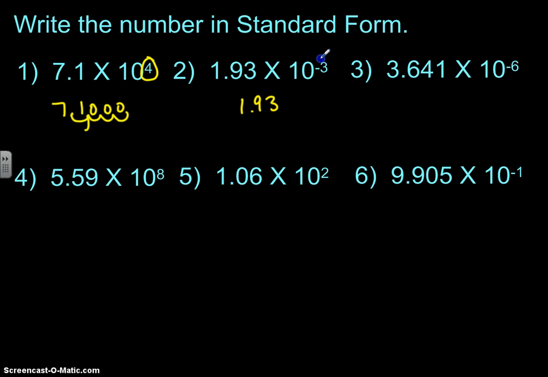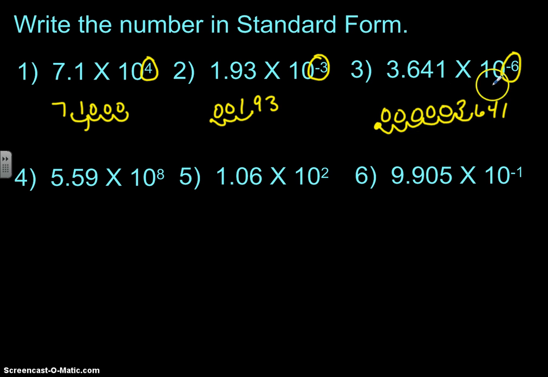1.93 times 10 to the -3. Now this makes it a very small number, so I have to move it 3 places to the left. 1, 2, 3. There's a 0 and there's a 0. Okay, 0.00193. Now this is 3.641 times 10 to the -6. The -6 tells me how many places to move it. It tells me to make it small. 1, 2, 3, 4, 5, 6. Decimal's there. I've got 0, 0, 0, 0, 0. Now I don't have 6 zeros. I move it 6 places. I had to have 5 zeros to fill in here.